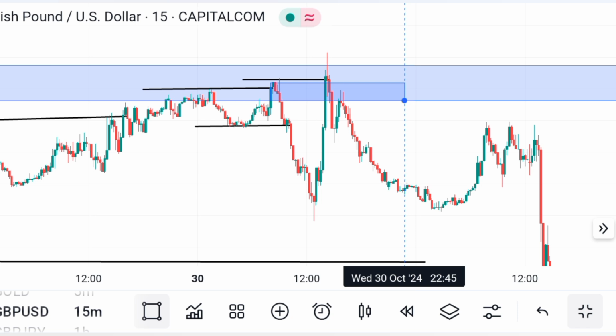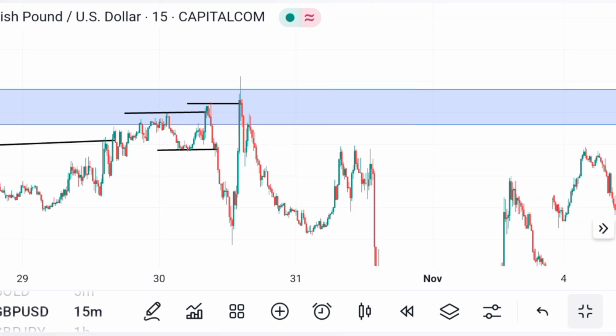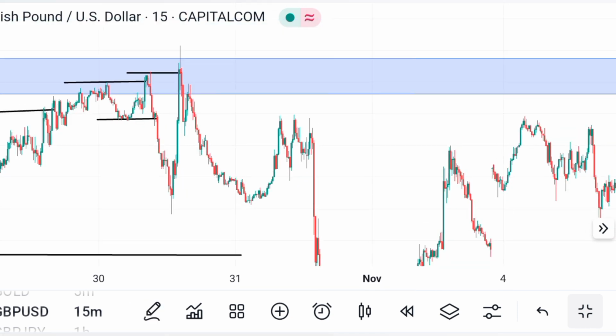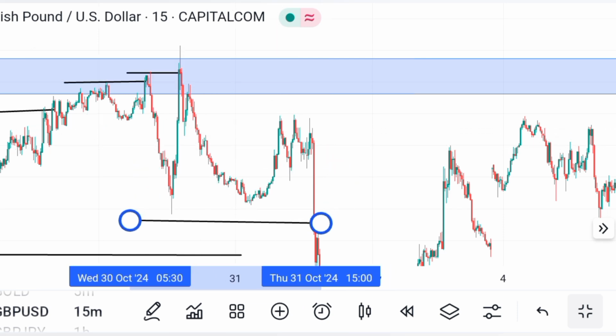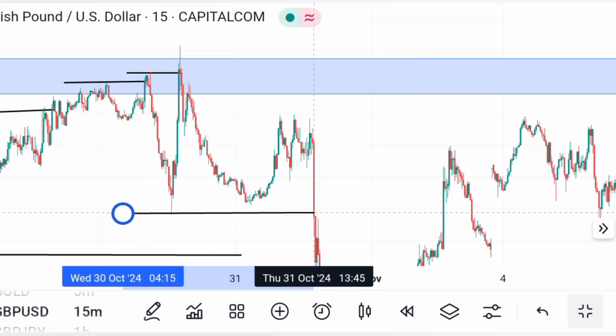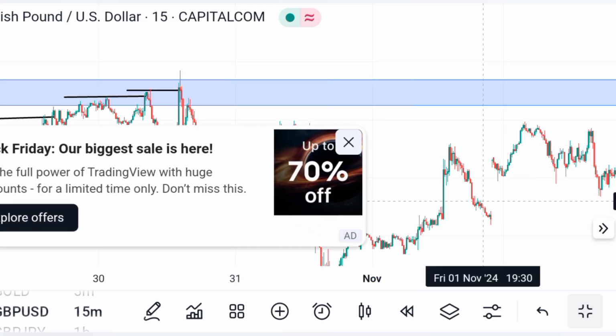it went up and sold, right? So now it sold from right there, and also after that you can see, this is the main change of character that the market considered, right? So this was the main change of character. After that, you can see how the market behaved here. Let me show you here.